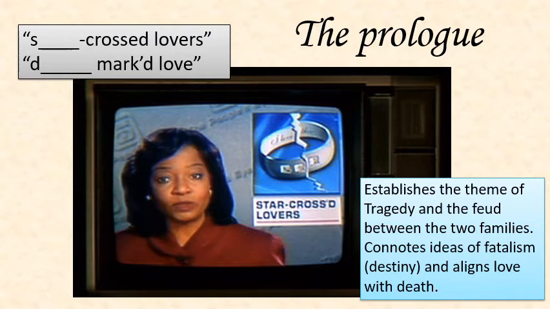So for each one we'll just pause. You can see at the top left hand corner there you've got two key quotations that come from the prologue. Well done if you worked out that that was star-crossed lovers and death-marked love. This is said by the chorus in the prologue, and it establishes the theme of tragedy and the feud between the two families, reminds us of ideas to do with fatalism, star-crossed lovers, for instance, and the idea that the two of them are destined to be together, but also that their love is aligned from the beginning with death.